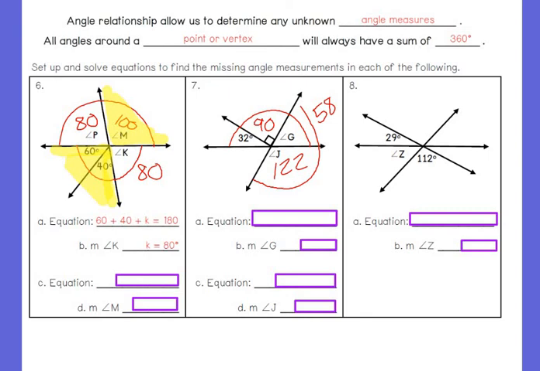They didn't care what that extra little angle was. They said you don't have to find it. So you only have to find where there's a variable? Only where there's a variable, yeah. So on number 8, I only have to find one variable.